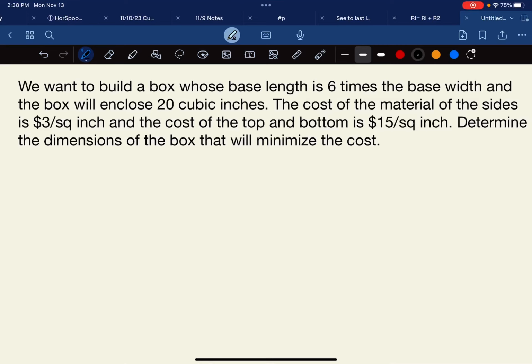All right, so now we're going to tackle a minimization problem because we're trying to find the minimal cost for the dimensions of this box. Previously, we've been doing maximization problems where we're trying to maximize the enclosed area or volume or whatever. Minimization problems are still fundamentally the same as maximization problems, but it'll just be a slightly different flavor. So we are talking about a box once again.